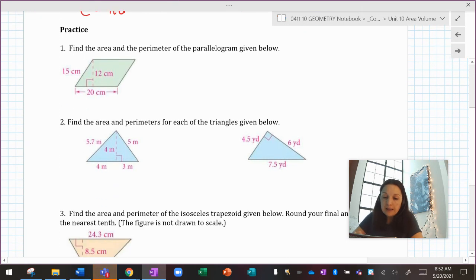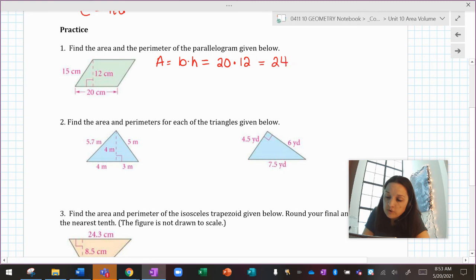All right, let's do this. Find the area and the perimeter of the parallelogram given below. Well, this is a parallelogram. So the area of a parallelogram is base times height, which in this case is 20 times 12, and that's 240. Now let's talk units. I'm multiplying centimeters by centimeters, so that's 240 square centimeters.